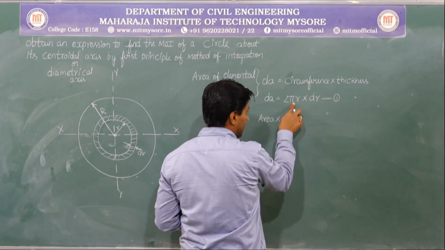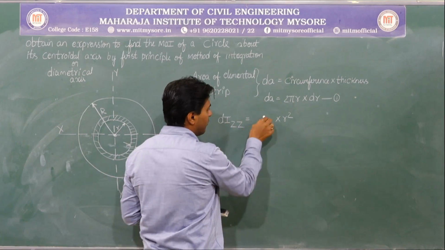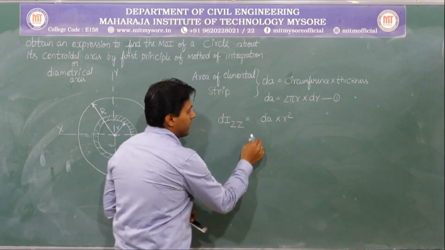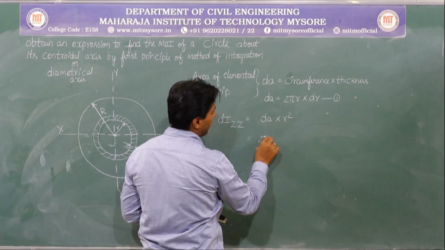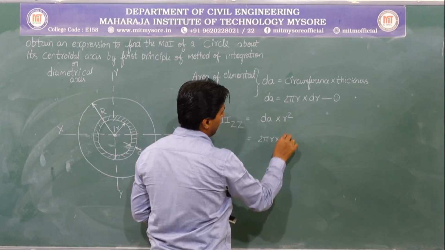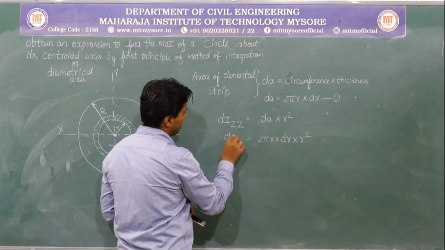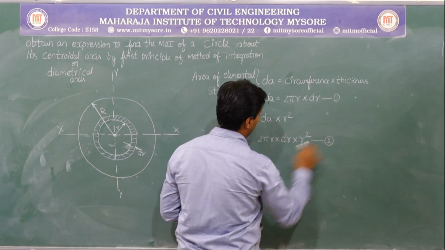Then what is the area? Just now we have calculated it. Instead of area, as I am dealing with the small one, I will be writing dA. It would be better. So now, what is that dA? dA is nothing but 2 pi r into dr, into r square. And this, let it be as it is. It is dIzz.